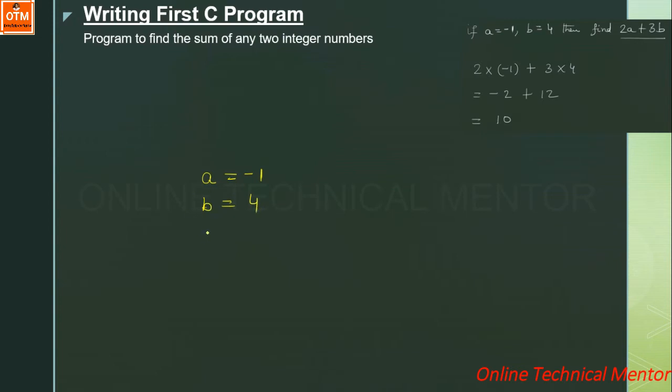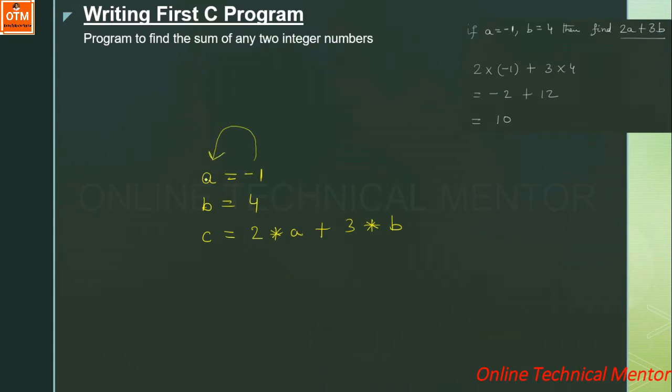Now in the next line I'm writing c equal to 2 multiply a. In a programming language, multiply is written as an asterisk. So 2 multiply a plus 3 multiply b. So this is my expression. It will evaluate to some result, and that result will be initialized within the c variable. This equal to is called the assignment operator, and this assignment operator is right associative. That means the right hand side will be moved to the left hand side.